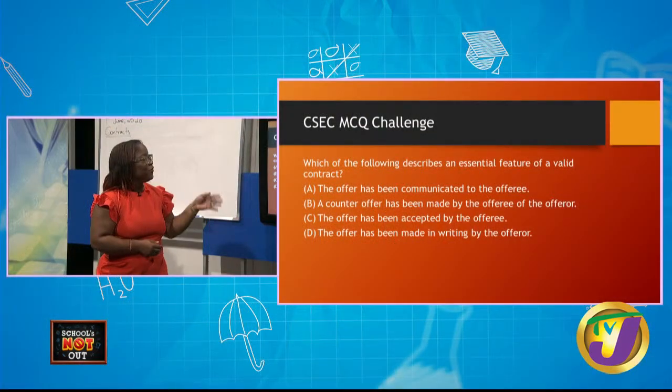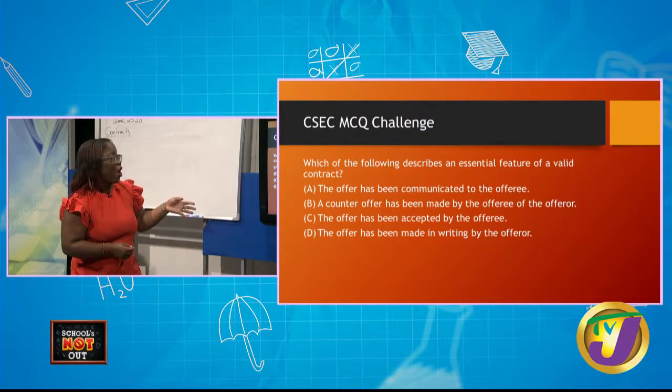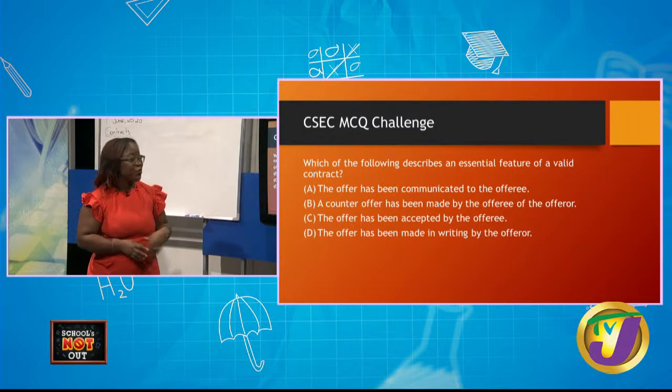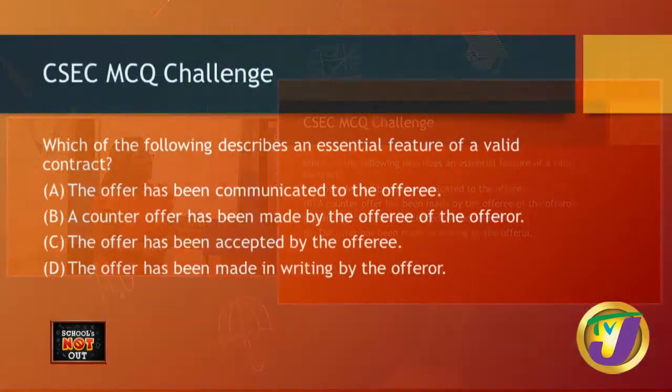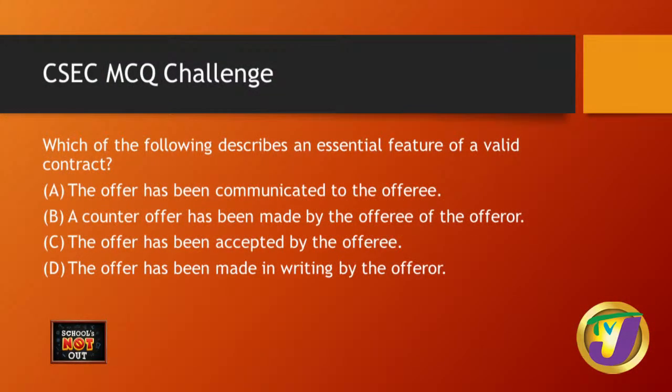It says, which of the following describes an essential feature of a valid contract? Is it A, the offer has been communicated to the offeree? Is it B, a counter offer has been made by the offeree of the offer? C, the offer has been accepted by the offeree, or D, the offer has been made in writing by the offerer?